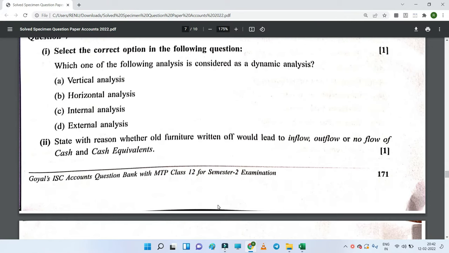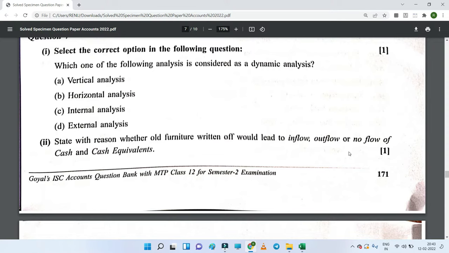Now the next question is, state with the reason whether old furniture written off would lead to inflow, outflow or no flow of cash and cash equivalent. Here you don't have to only say it's inflow or outflow, but a reason is also required to be provided: suppose it is no flow, then why?